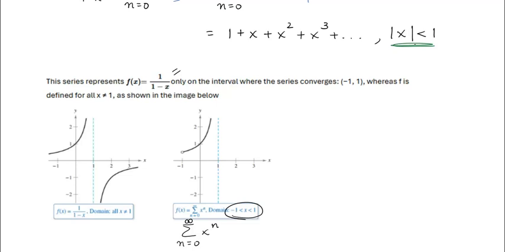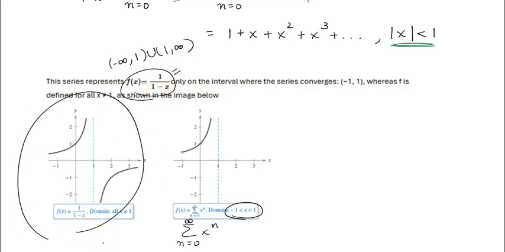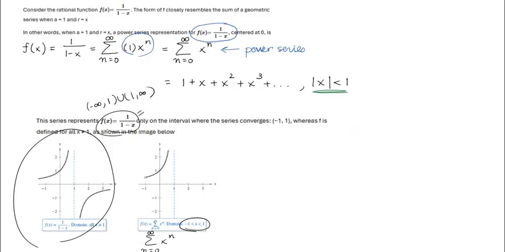We have known, from thinking back to pre-calculus, that the domain of this function is all real numbers except for 1. We would take our denominator and set it not equal to 0. So that function 1 over 1 minus x exists everywhere except for where x is 1, and has a vertical asymptote. But when we rewrite the function and represent it as a power series, that power series only exists between -1 and 1 because of that condition for convergence.